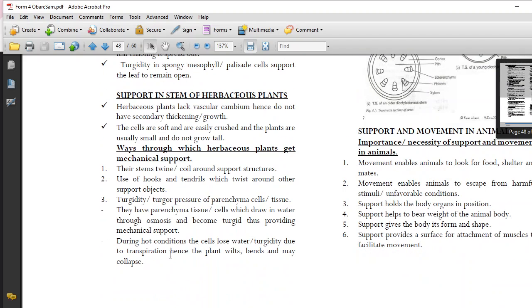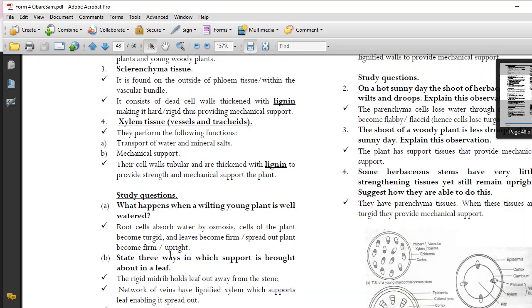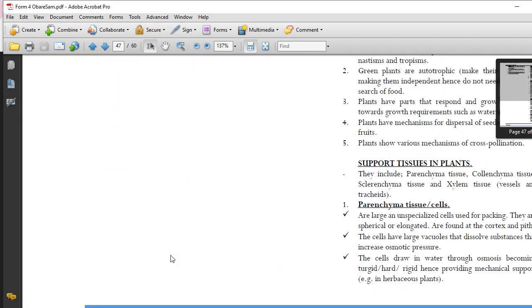So, my friends, I spared much of the time to give you a bigger picture of the syllabus as organized from Form 1 up to Form 2, up to Form 4. But I've spared a little of this lesson to introduce to you support and movement, especially in plants. So I would want you to look at the support in plants in those 3 aspects.